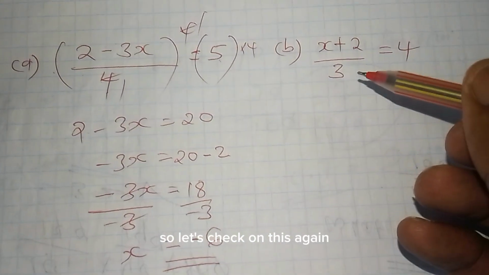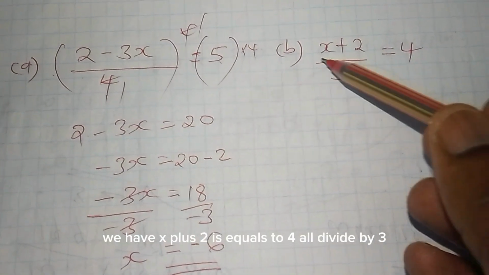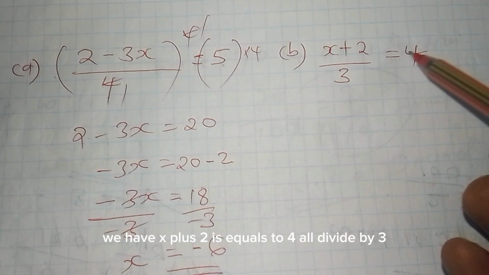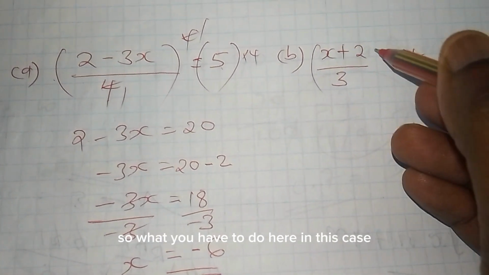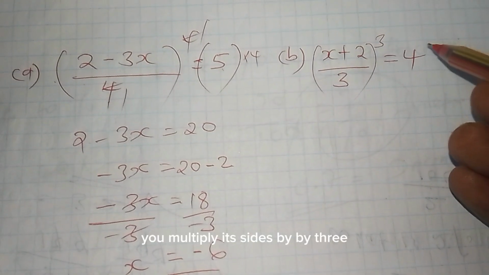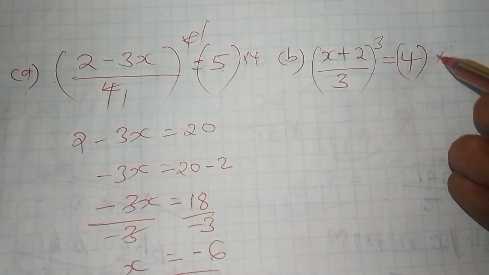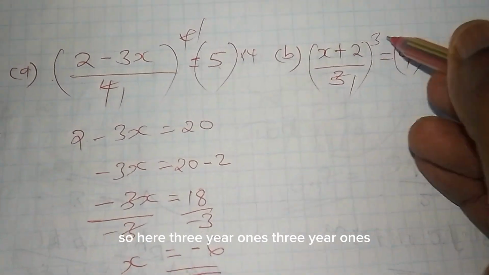So let's check on this again. We have x plus 2 is equal to 4, all divided by 3. So what you have to do here in this case, we multiply each side by 3. So here 3 here once, 3 here once.